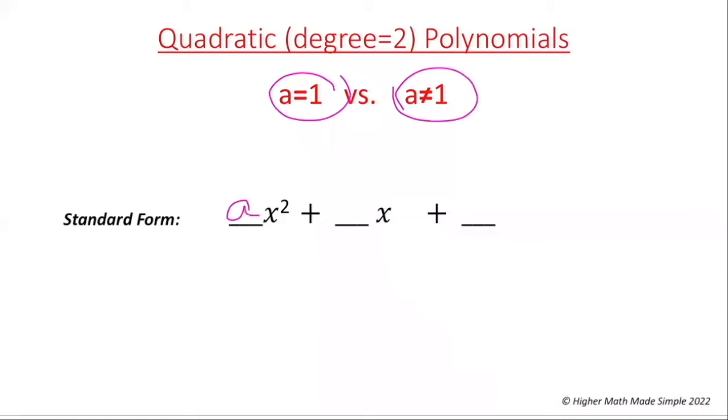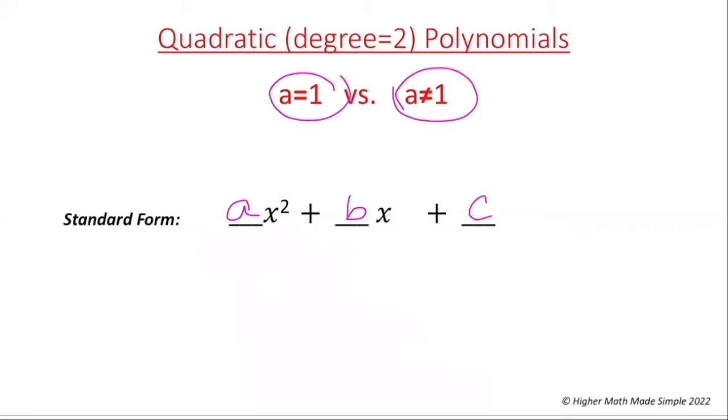Now, just a reminder, what is a? A is the coefficient of the x squared term. In other words, it's the number attached to the x squared. Could we have labeled it any other variable? Sure, but typically we like to use a. The coefficient of the x term, or the number next to the x term, is b. And the number with no x's attached to it is called a constant. We call it c. So this is standard form, which you have definitely seen before: ax squared plus bx plus c.